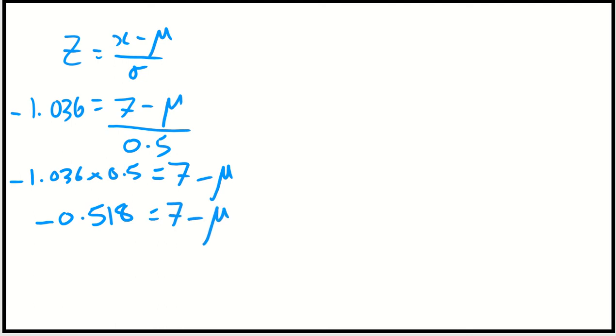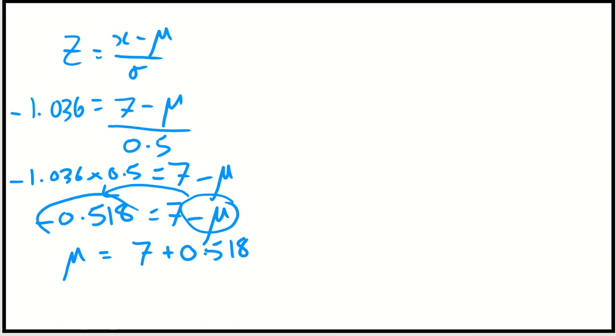And what I'm going to do now is take my mean over and also move the number over at the same time. So I'm going to get the mean equals 7 plus 0.518. That minus mean got moved across and became positive, and this minus 0.518 moved over and became positive. So that's going to give me a mean of 7.518 hours.